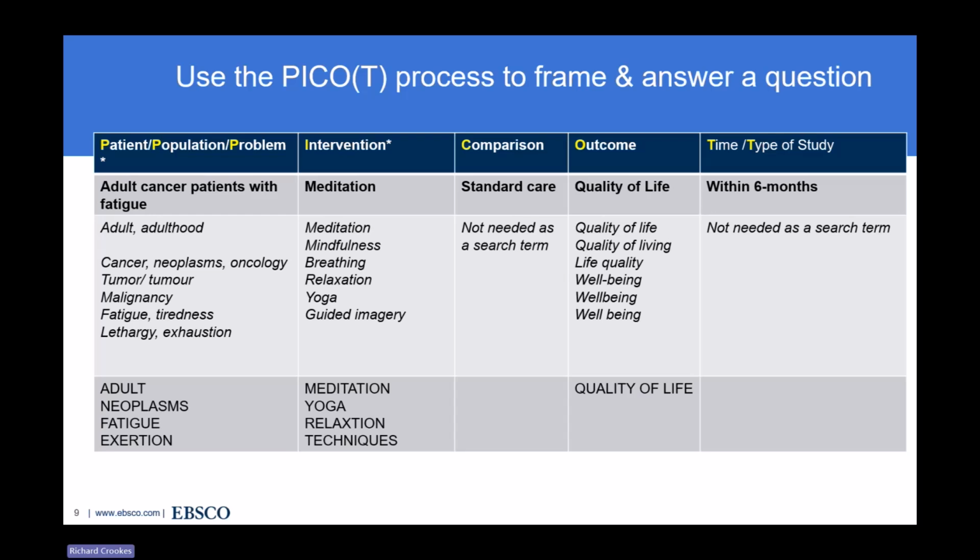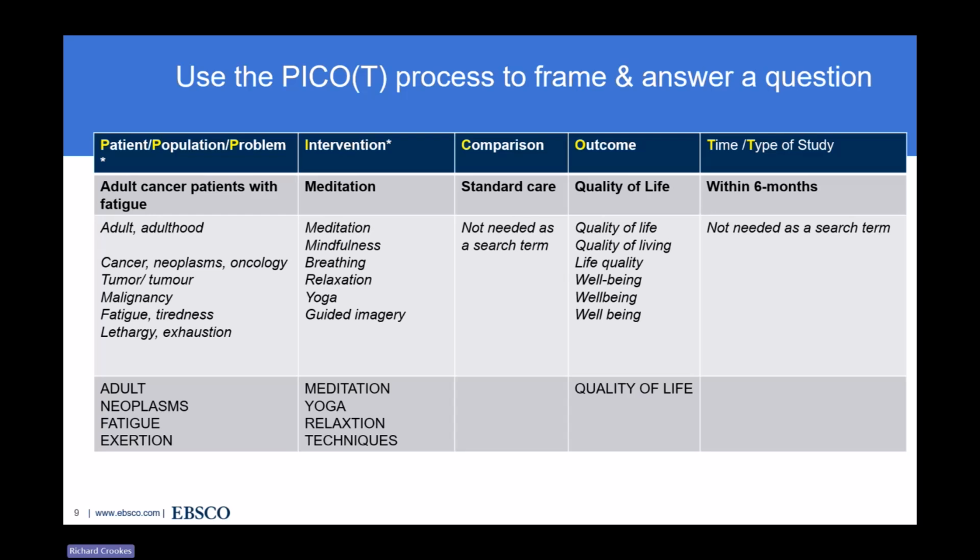And then the third row, we've got the equivalent MeSH or CINAHL heading. So it depends on which database we're using. They may vary. So adult is a CINAHL heading, a MeSH term, I believe. Neoplasms, fatigue, of course, these are subject headings used by indexers to assign to articles about adult cancer, etc.